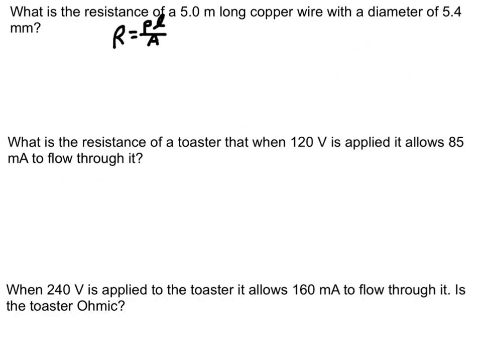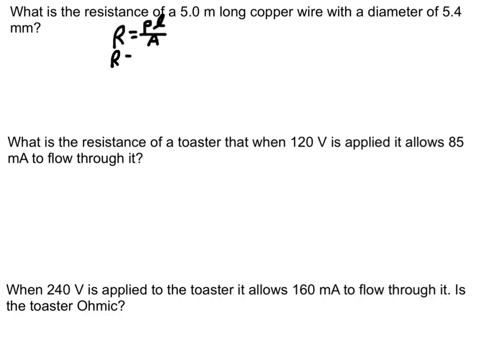All right, 3 questions I want to solve here for you. The first one, what is the resistance of a 5-meter long copper wire with a diameter of 5.4 millimeters there? Since I know about the details of the wire, nothing about a voltage or a current being applied to it, I need to use the equation resistance equals resistivity, rho, times the length of the wire divided by the area. Now, whenever I do that, it becomes a very plug-chug style problem with one thought. You have to know how to get the cross-sectional area here.